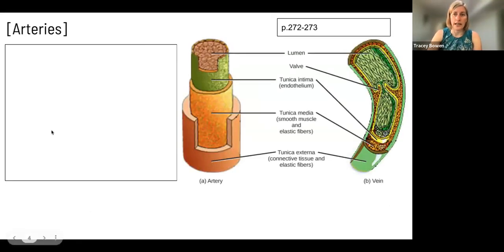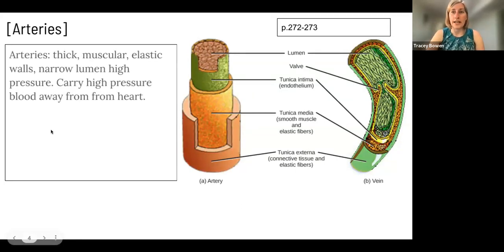And then if we're looking at the arteries, arteries are designed to withstand high pressure blood flow. And so they have thick muscular elastic walls.